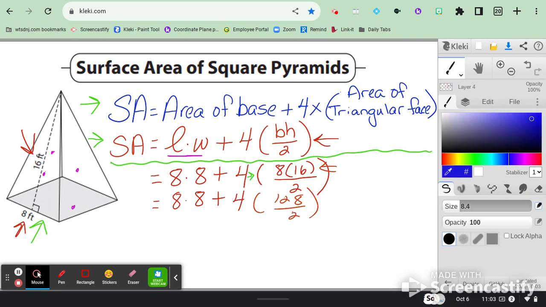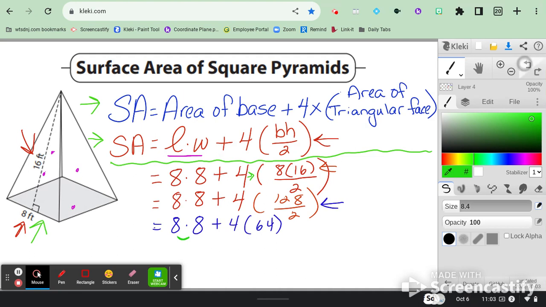So I'm still rewriting my formula, dropping down my equal sign, dropping down the 8, the multiplication sign, the 8, the addition sign, the 4, open up my parentheses. I now need to do 128 divided by 2, which gives me 64. So according to order of operations, I currently have multiplication, addition, and this is multiplication. So multiplication comes before addition.